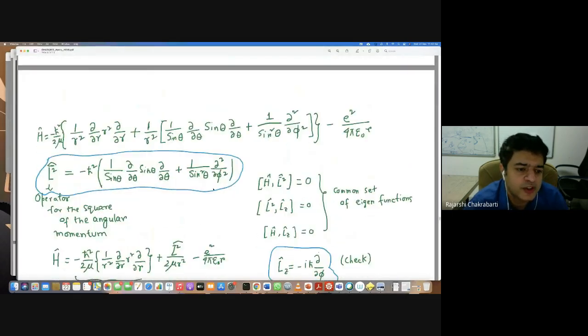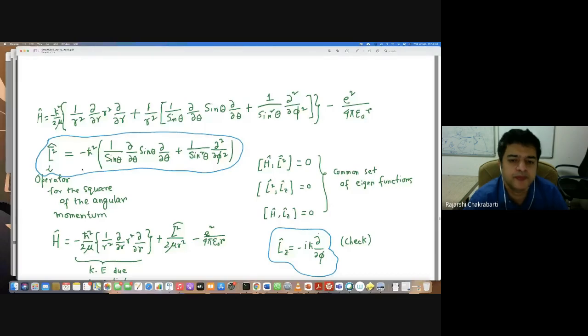Now, what is L square? If you see carefully in the hydrogen atom problem, you'll find the one I had shown you, the operator with the angular part. If I multiply that with minus h cross a square, I'll get what is known as the operator for the square of the total angular momentum. Is it clear?